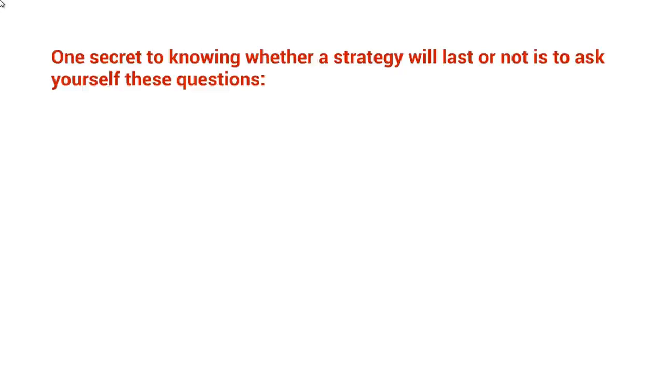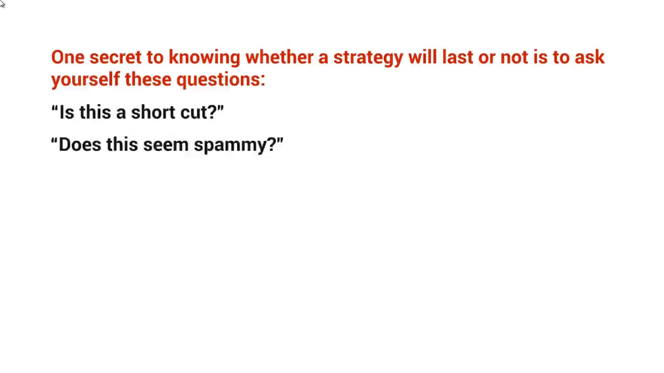Now, one secret to knowing whether a strategy will last or not is to ask yourself these questions. So this strategy, along with other strategies, you should ask this question over and over. Is this a shortcut? And does this seem spammy? And best of all, will this upset your visitors? So the people that are coming to your YouTube channel via google.com or any other site, is this going to upset them? Because if it does, then guess what? Google is not going to like what you're doing, because they care more about the people that go to Google or go to YouTube and type in a keyword. They care more about them because they are who they are catering to, essentially.